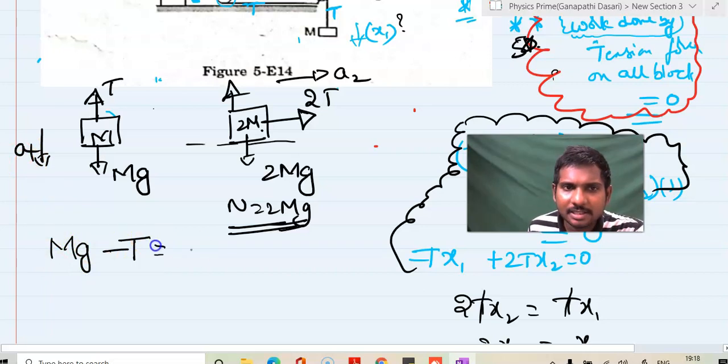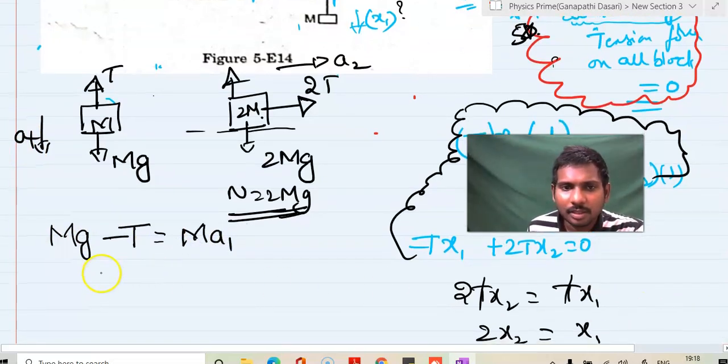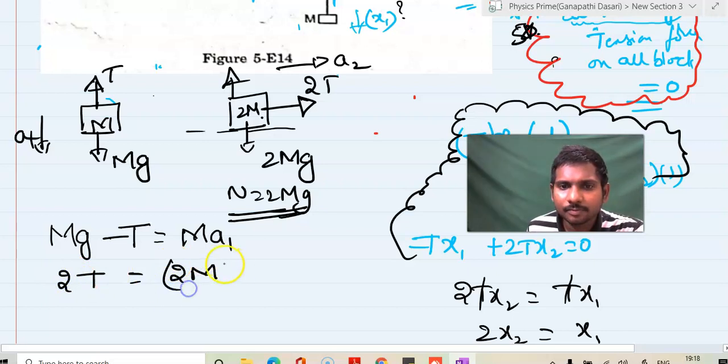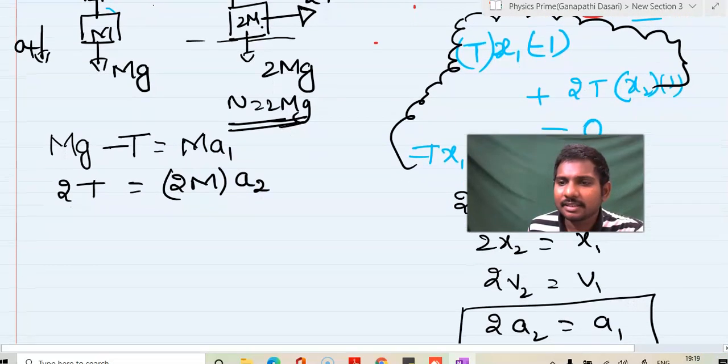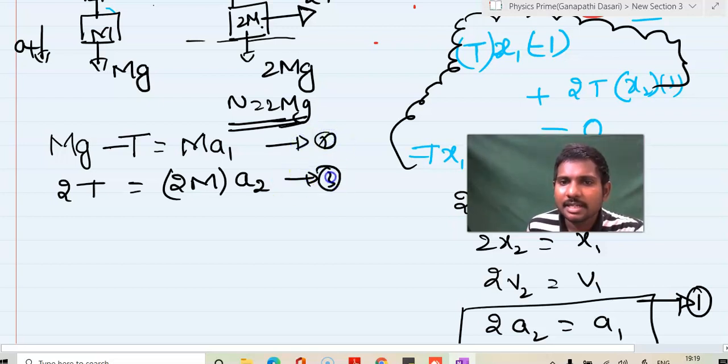mg minus T is equal to ma1, and 2T is equal to 2m a2. But we know another equation. This is one equation, this is equation number 2, and this is equation number 3. Substituting equation number 1 in the third equation, what can we get?